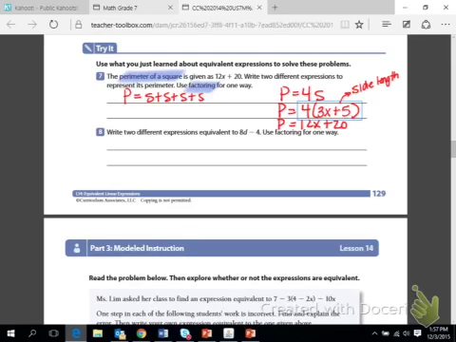We can now substitute that into our other version of our perimeter formula, stating that 3x plus 5 plus 3x plus 5 plus 3x plus 5 plus 3x plus 5 will give us our perimeter.